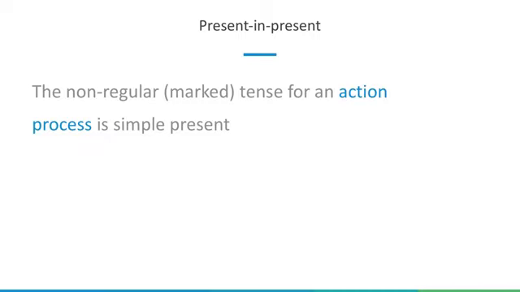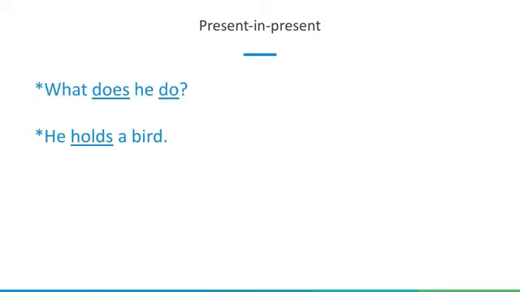If we take the same question and change the tense, what does he do? Well, now it doesn't mean at the present moment, it means in general, or the timeless present tense. The answer cannot be he is holding a bird. The answer must be he holds a bird, which is also the timeless present tense.